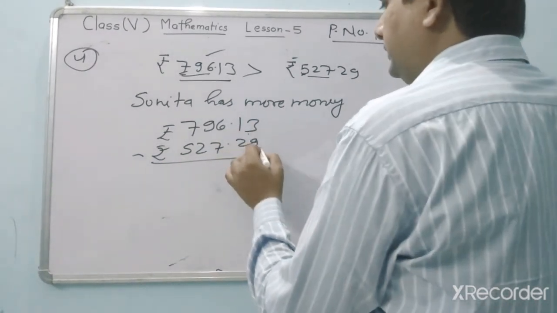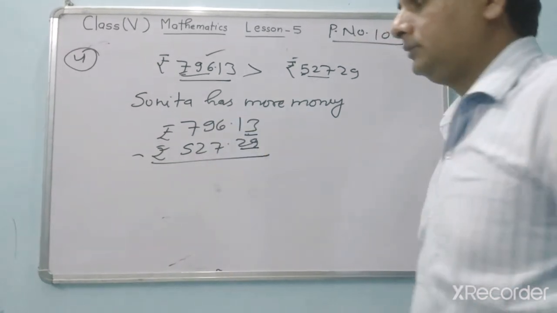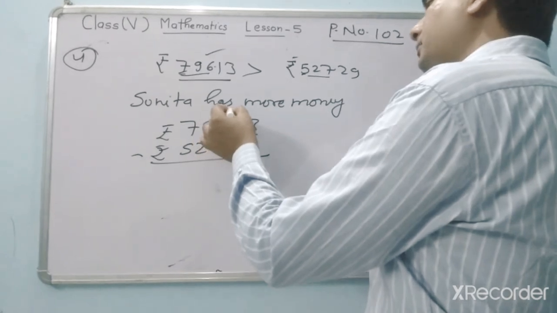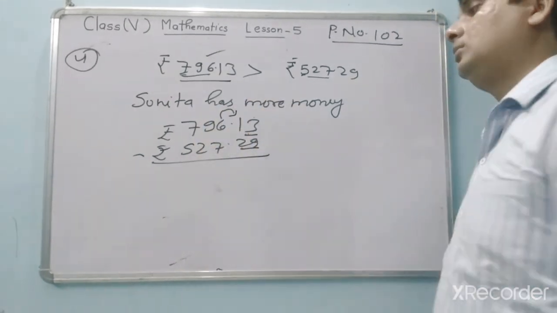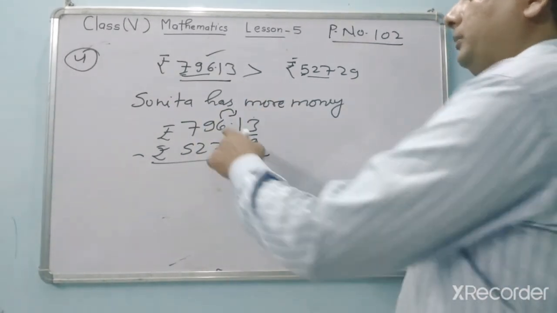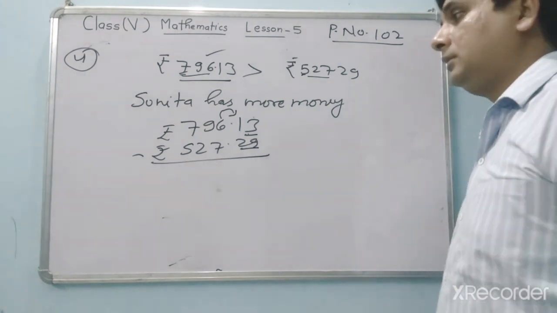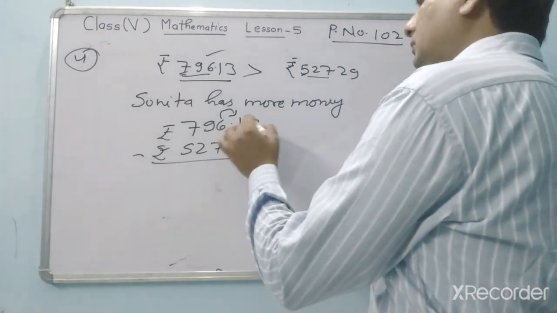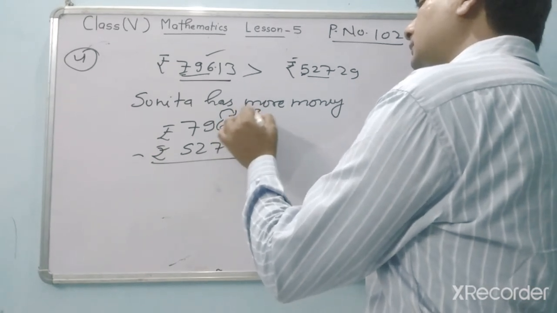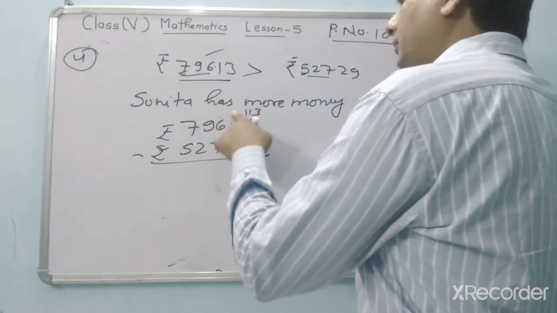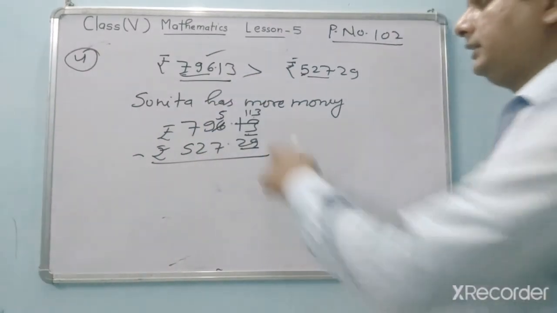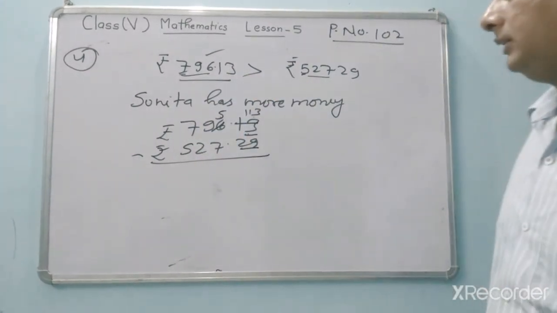So what will you take? Here 29 cannot be subtracted from 13. Okay, so you have to take the carry. So you take the carry from 1 rupee, and this is already in paisa. So 1 rupee is equal to how much paisa? 100. So what will be here? 113. And here what will be? 5. The 6 will change to 5. Okay, so 113 minus 29. What will come?